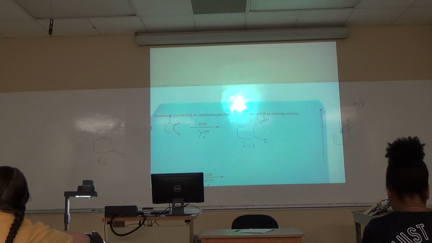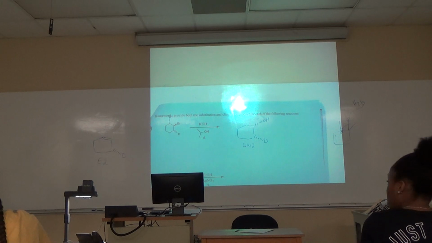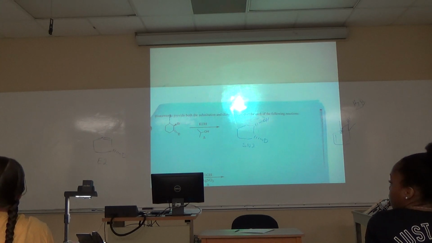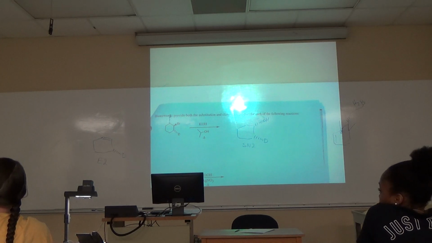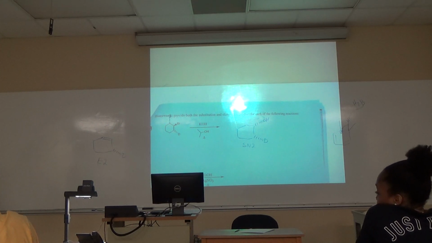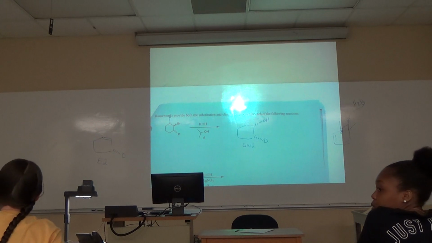It's the same consideration. When you have a choice, which is going to be easier? The bond is broken in the rate-determining step, right? The CH bond or the CD bond? Well, which one's easier to break? CH.